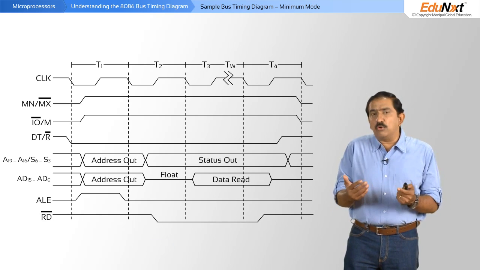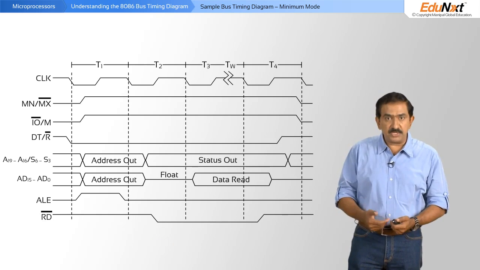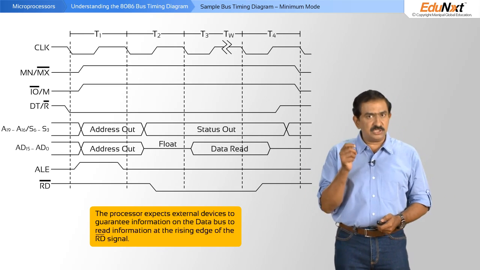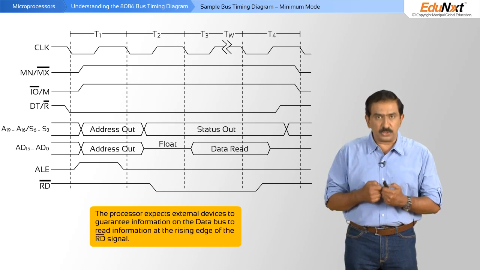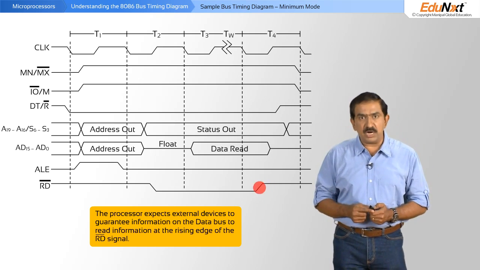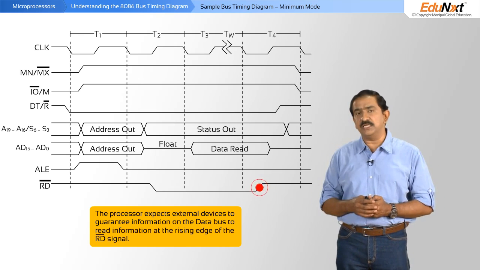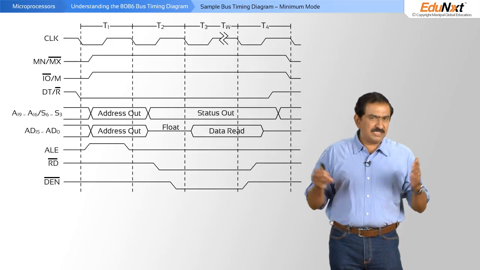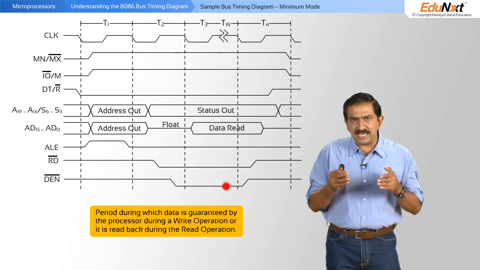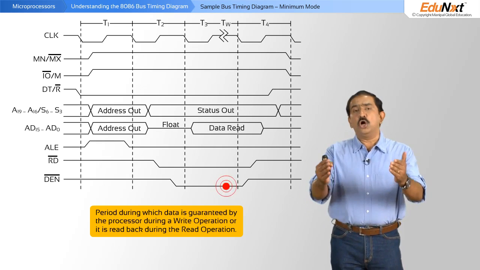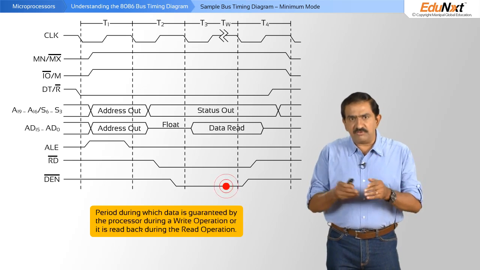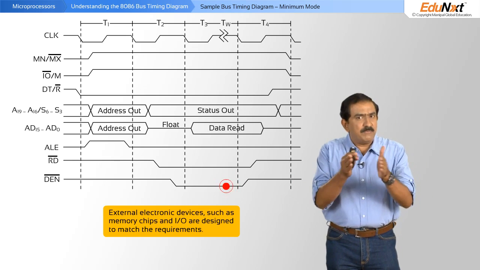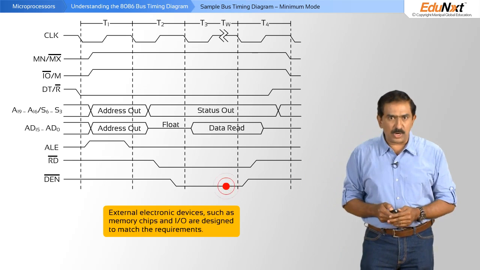The processor is now reading information, in this case from memory. The processor expects external devices to guarantee information is ready on the data bus for it to read at the rising edge of the read bar signal. It's your responsibility as a designer to ensure that. Then there is something called data enable, and the data enable is the period in which data is guaranteed by the processor during a write operation, or it is read back during the read operation. And external electronic devices like memories and IOs will have to be designed such that it matches these requirements.